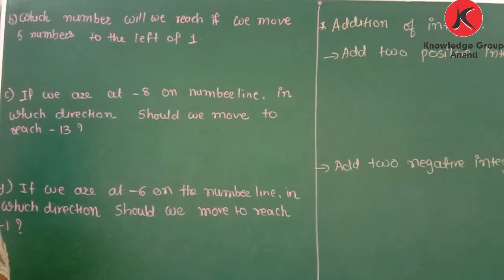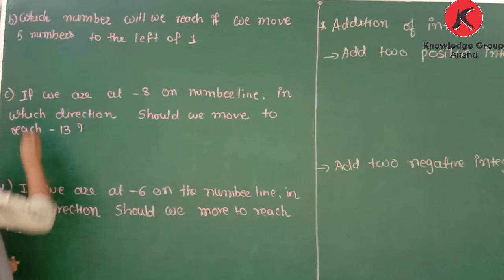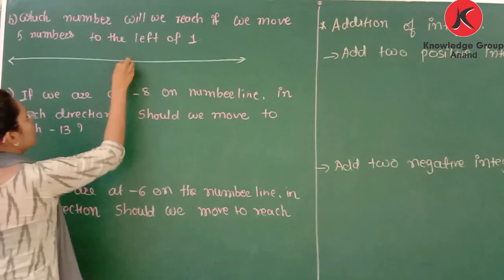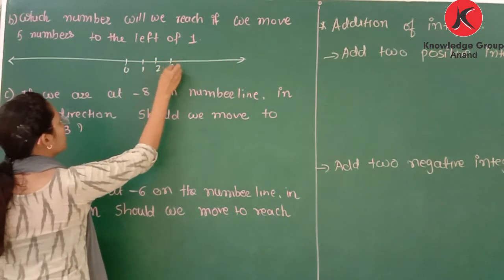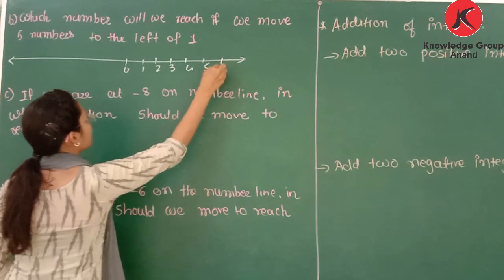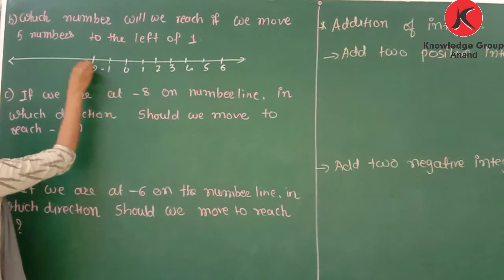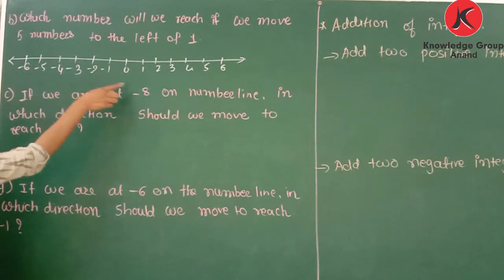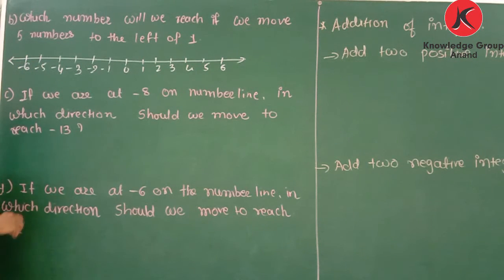Now second one, which number will be reached if we move 5 numbers to the left of 1? So let's draw a number line. Mark the points. On the left side we have negative numbers. Please remember the numbers on the left side are lesser and numbers on the right side are greater.